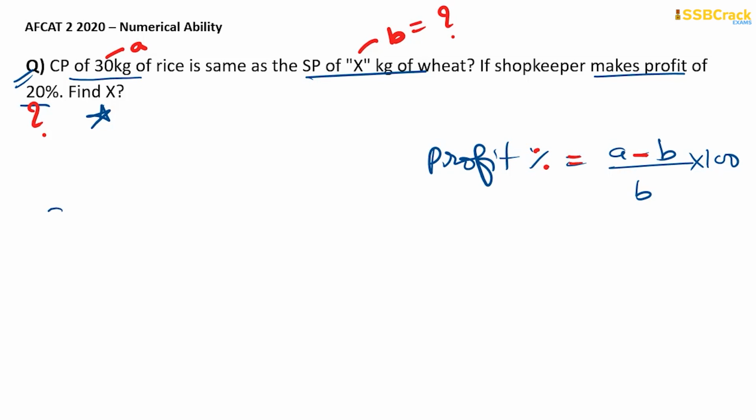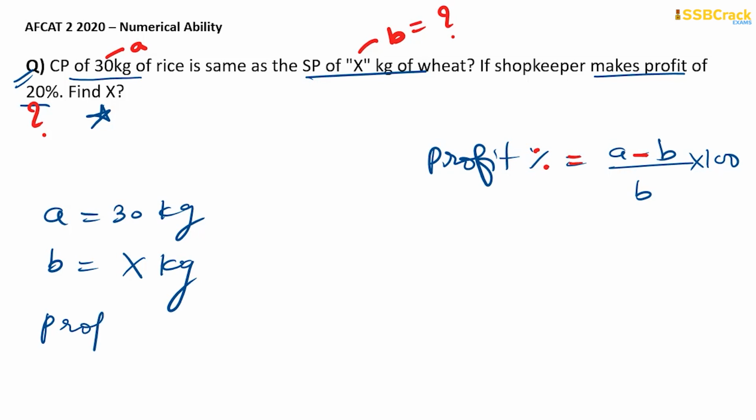So here we note that the value of A is 30 kgs. The value of B is X kgs, which is unknown to calculate, and the profit percent is known to us. Some of the aspirants mentioned that the profit percent was 50%, and some mentioned 20%. So I am calculating with 20%. If you are interested, you can similarly calculate it for 50%. Just the numeric value of the answer will change, but the method of calculation and solving will be the same.